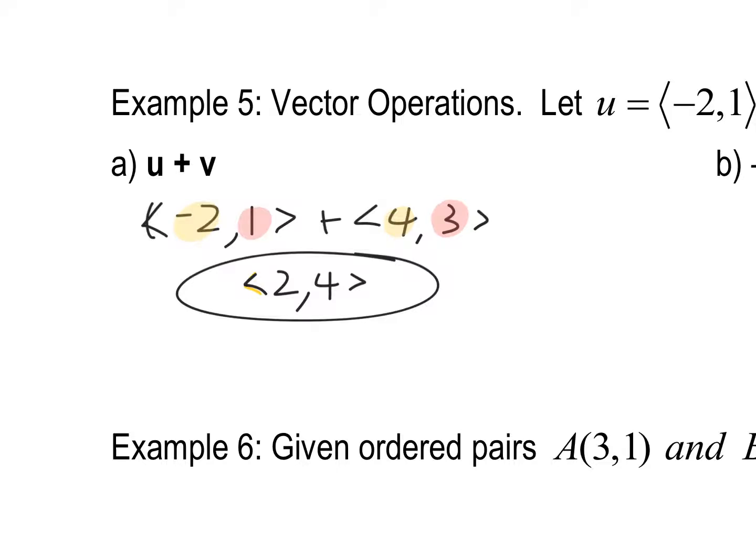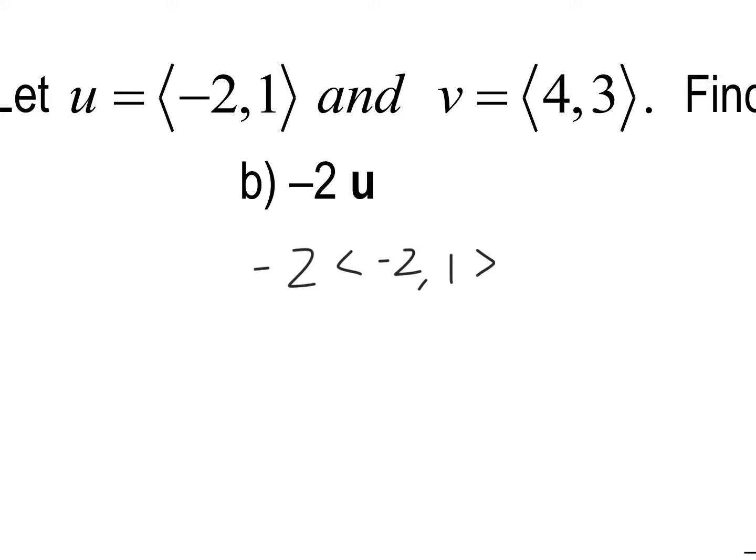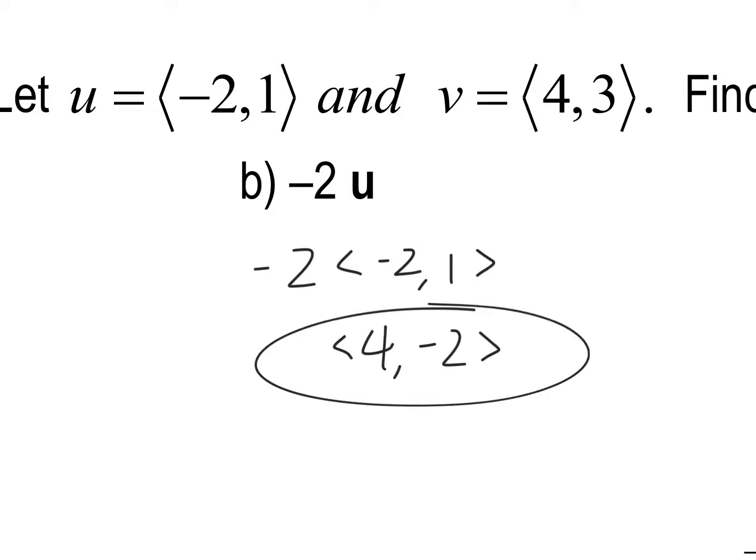Okay, so another problem that's pretty similar, I can multiply vector u by -2. It's kind of like distributing. In fact, it's just like distributing. But that's what we get.